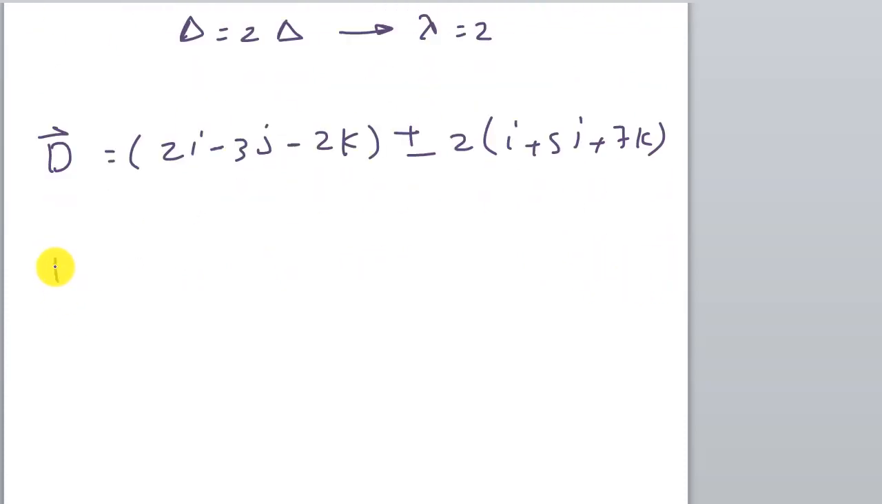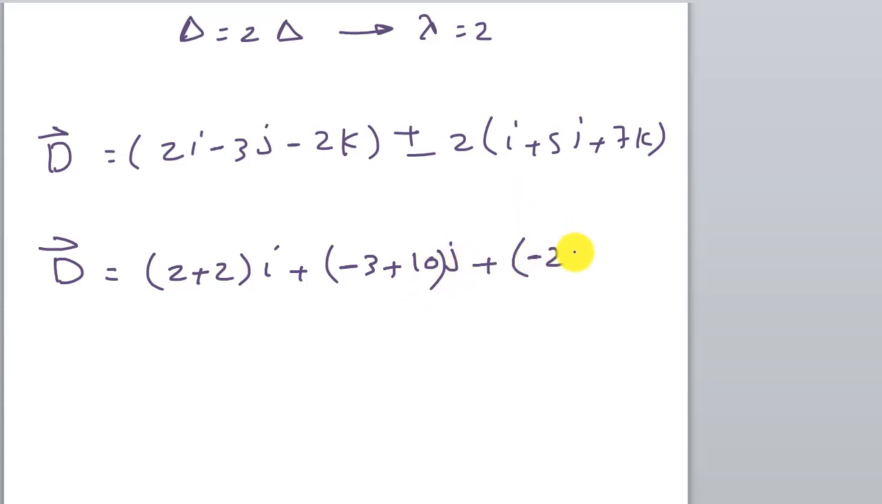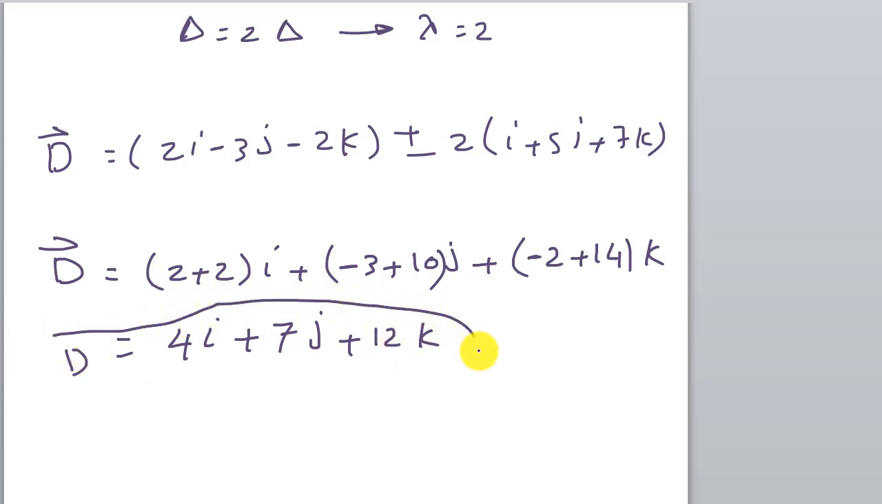So the first possible value for D is equal to 2 plus 2i plus minus 3 plus 10j plus minus 2 plus 14. So it's equal to 4i plus 7j plus 12k. This is the first value of the vector D.